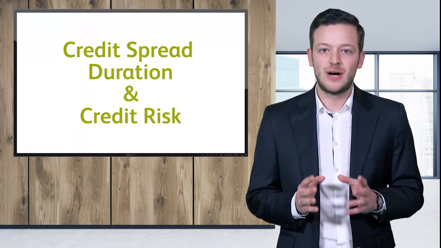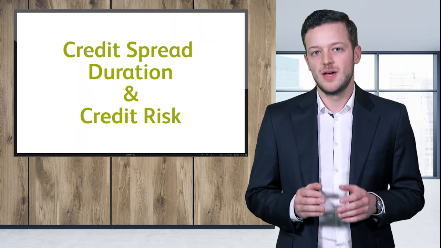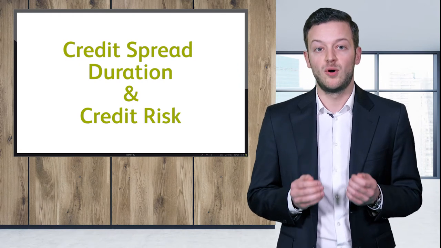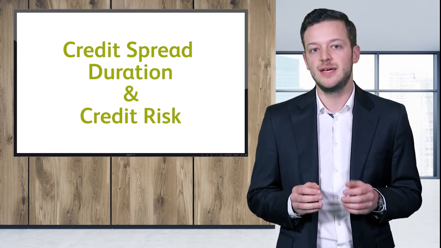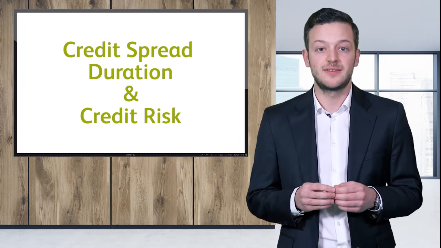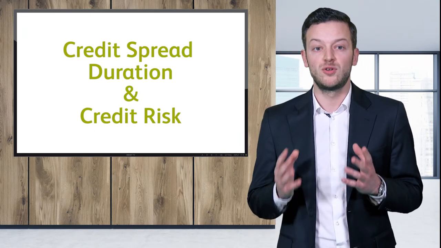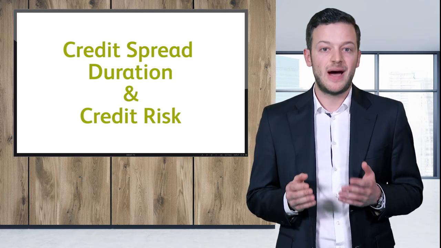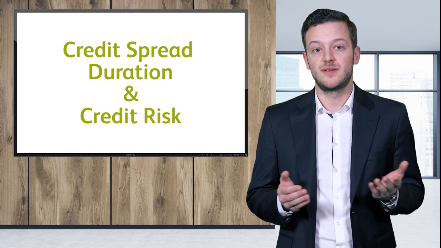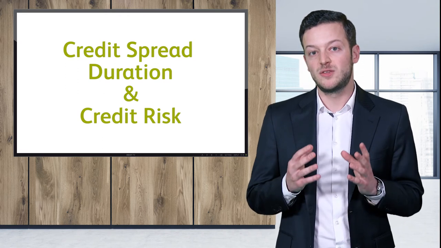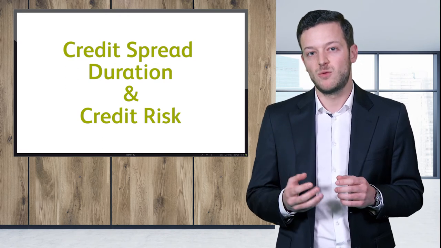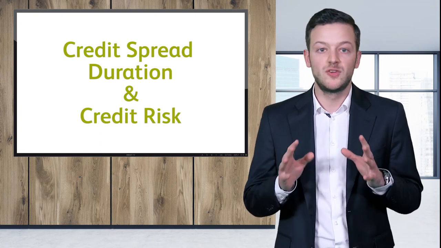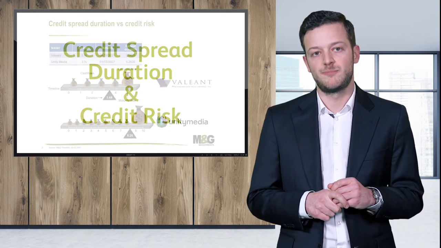Now, let's talk about credit spread duration. Credit spread duration is a useful indicator to measure the portfolio beta and is one of the key instruments to assess the sensitivity of a bond or a portfolio to market moves. So, if credit spreads widen by 100 basis points, for example, a portfolio with a spread duration of 2.5 years will result in a minus 2.5% return, assuming all else stays equal.